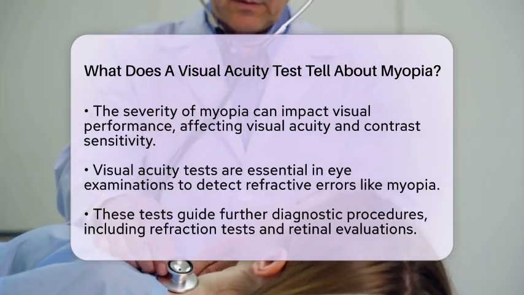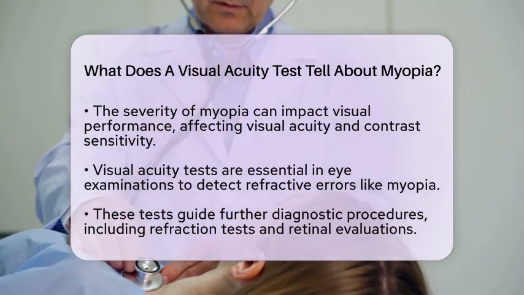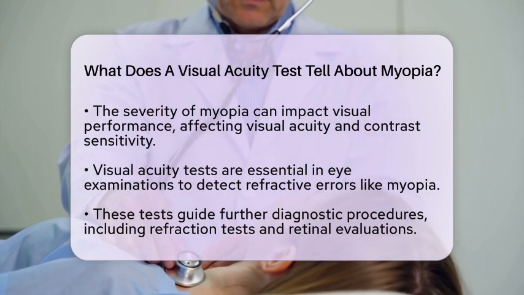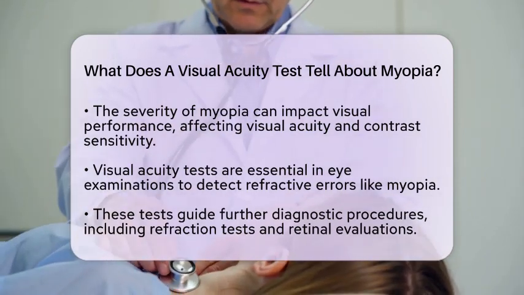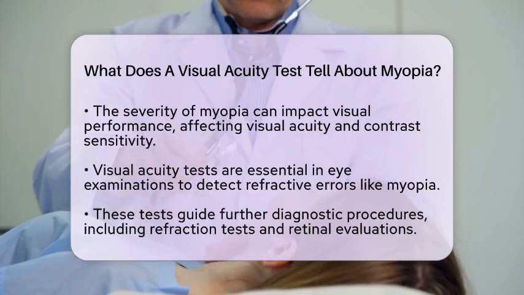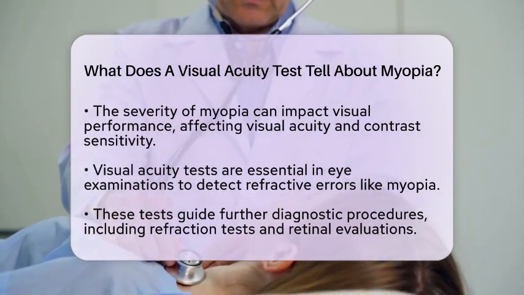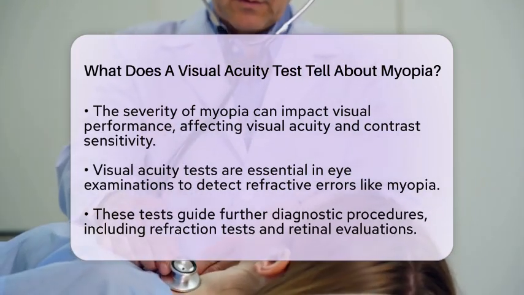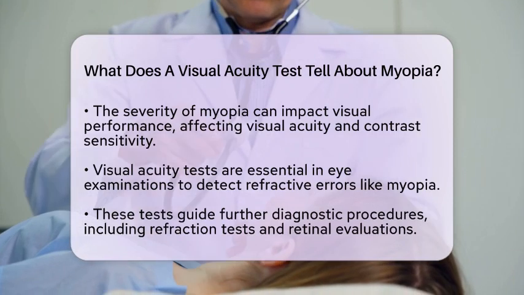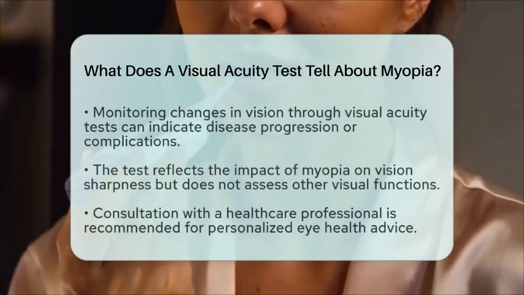From a clinical standpoint, visual acuity testing is a fundamental part of eye examinations. It helps detect refractive errors like myopia and can guide further diagnostic procedures, such as refraction tests or retinal evaluations. This testing is also crucial in monitoring changes in vision that could indicate disease progression or complications related to other health issues, such as glaucoma or macular degeneration.